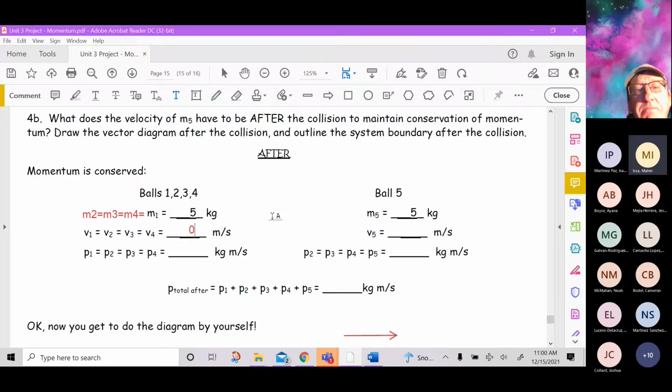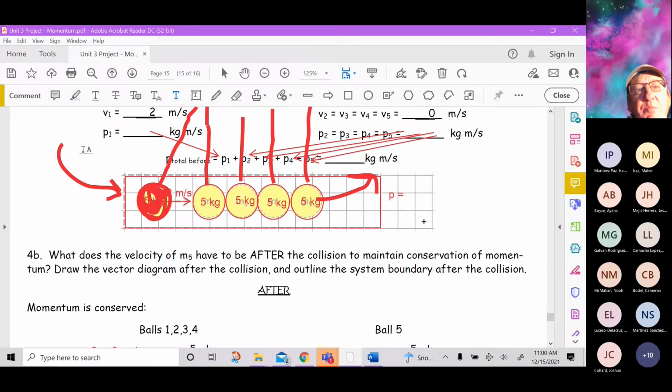Oh, so that's 0 there. Absolutely. Oh, wow. These guys pass their momentum on. So they're not moving. They gave the momentum away. Only this ball is moving at the end, right? Isn't that what we saw? If we drop one ball, then one ball rises up.